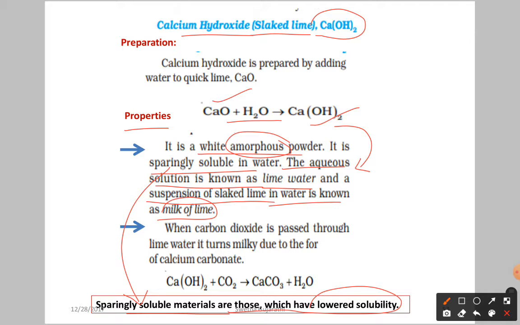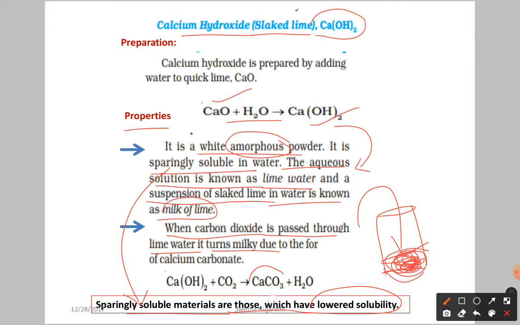Now, next, when carbon dioxide is passed through lime water, it turns milky due to the formation of calcium carbonate. For example, you have calcium hydroxide, and in this you pass CO2. Now the whole thing turns milky because of the formation of calcium carbonate. If you add excess CO2, what happens? This calcium carbonate is converted into calcium bicarbonate.